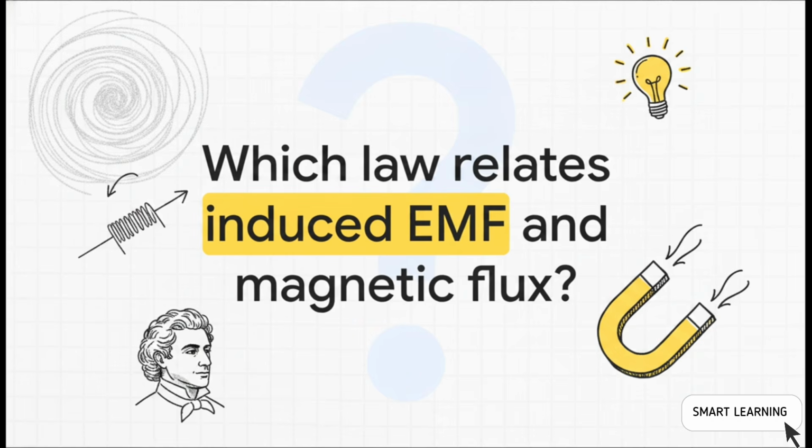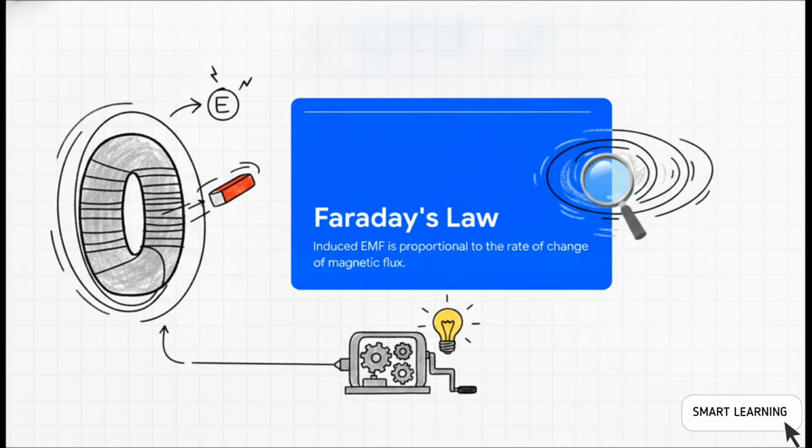This one is purely a test of your memory regarding the heavy hitters of physics history. Which scientist's name is attached to this very specific phenomenon? Lock it in. If you guessed B, you are absolutely correct. It's Faraday's law. By definition, Faraday's law states that the induced EMF, or electromotive force, is proportional to the rate of change of magnetic flux.